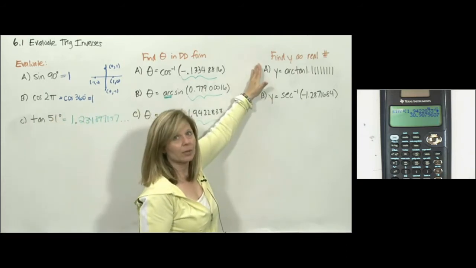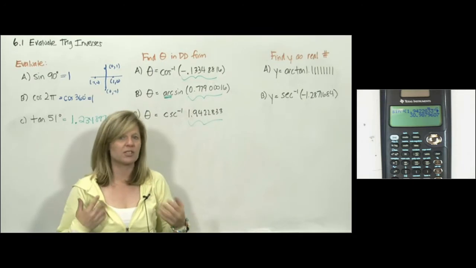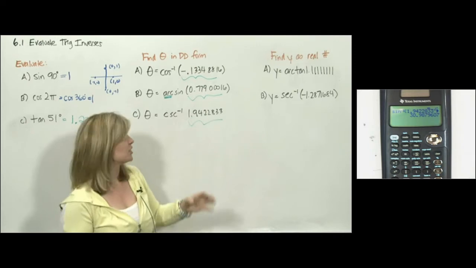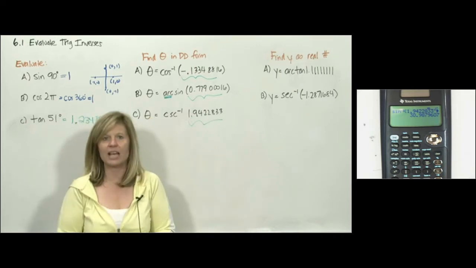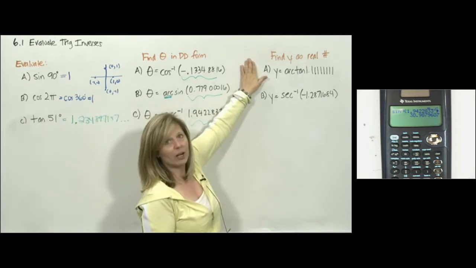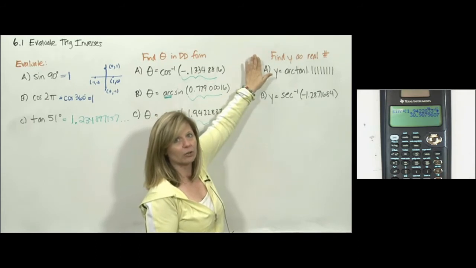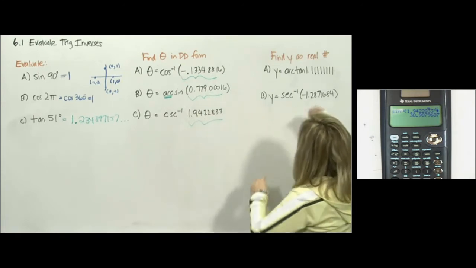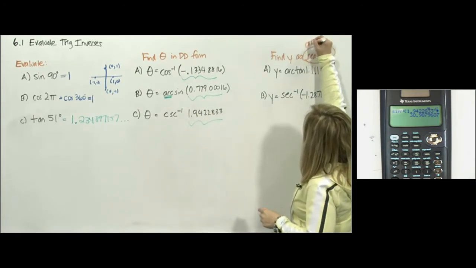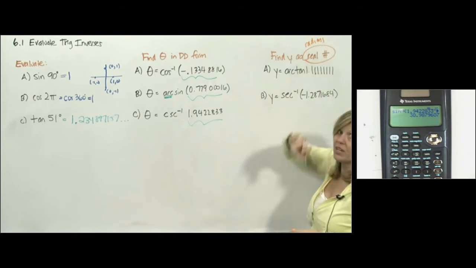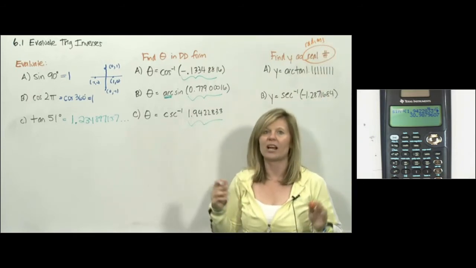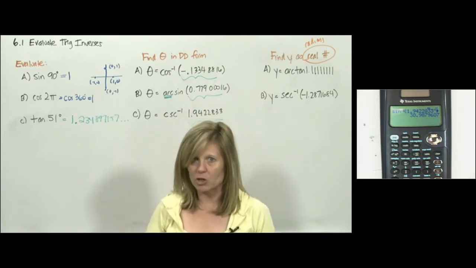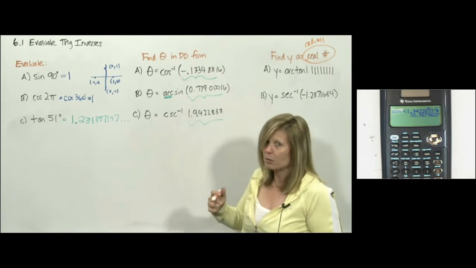Here's our next example. Now, look at the notation of your book. This is not me. This is your author of your book. When your author wants you to find an angle in degrees, they use the symbol theta to represent the angle. Over here it says find y as a real number. That means they don't want the angle as degrees. A real number means they want the angle in radians. And the problem with this is you think because they want the angle in radians, you got to have a pi symbol. No. Radians just means the angle is a number measurement. Okay? It doesn't have to have a pi in it to be radians.